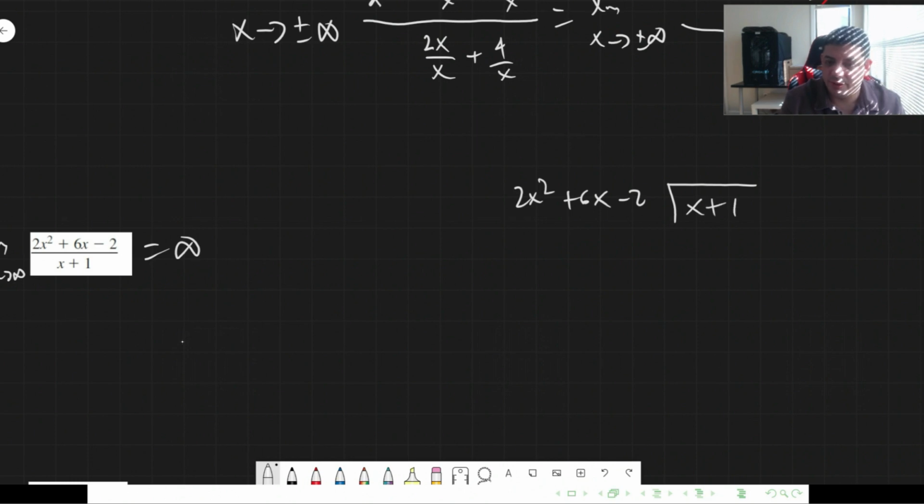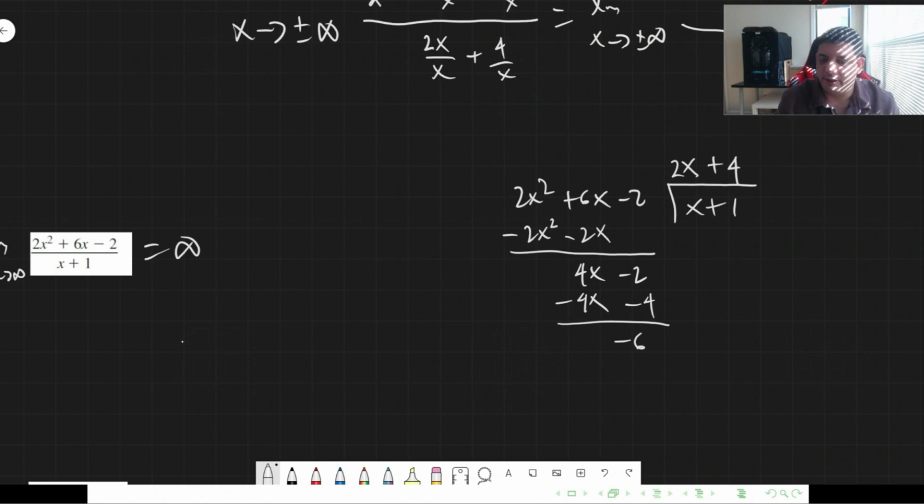I'm trying to remember how long division goes. So I can use 2x, and x times 2x is 2x squared, so minus 2x squared over here, and then 2x minus 2x over here. And so this is going to cancel this out. It's going to produce 4x minus 2. And because of that, I can use 4, so 4x minus 4x. Then I'll use a 4 here, 4 by 1 is 4, minus 4. And so this produces a minus 6.